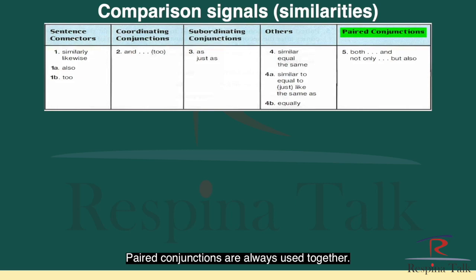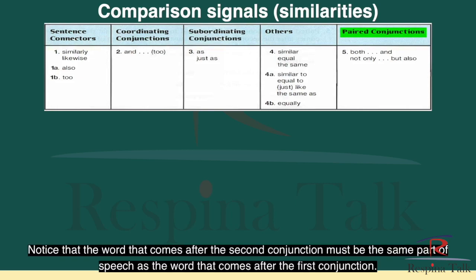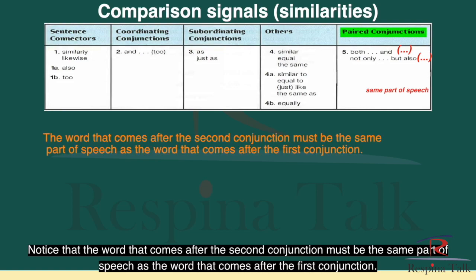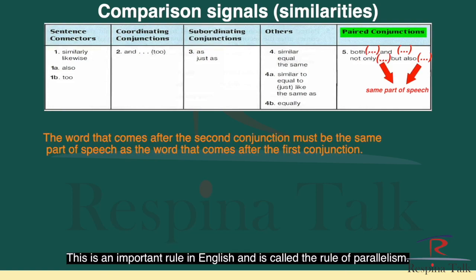Paired conjunctions are always used together. Notice that the word that comes after the second conjunction must be the same part of speech as the word that comes after the first conjunction. This is an important rule in English and is called the rule of parallelism.